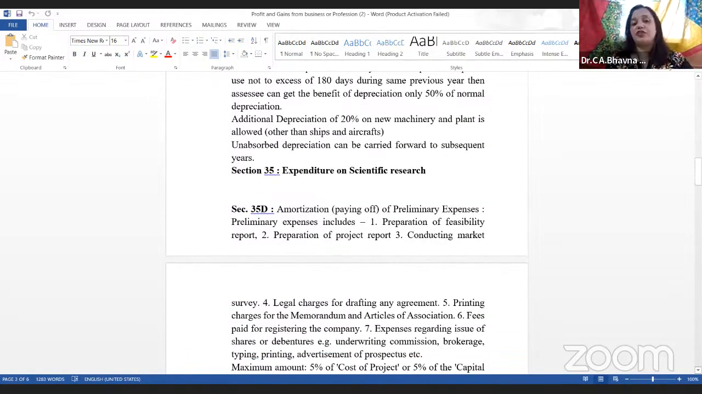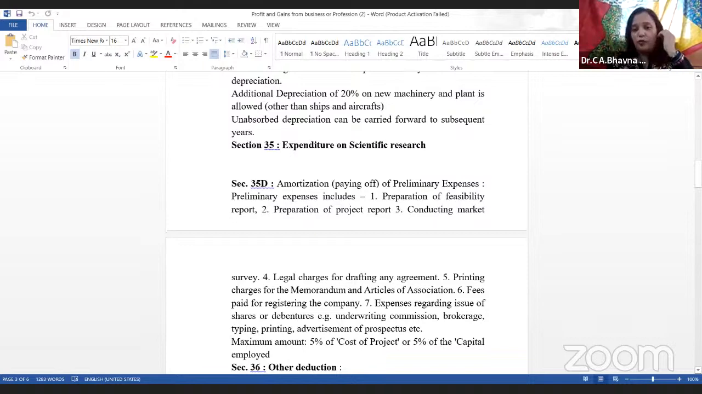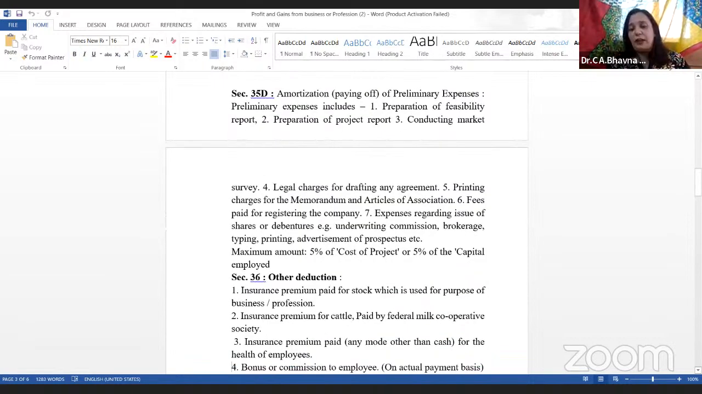Then any expenditure on the scientific research. If you do any expenditure on the scientific research, that is allowed as a deduction. Any amortization of preliminary expenses. Business start करने से पहले अगर आपने कोई preliminary expenses किया है, that is also allowed as a deduction. लेकिन वो कैसे allow होगा? For the 5 years, and maximum amount is 5% of the cost of the project or 5% of the capital employed.